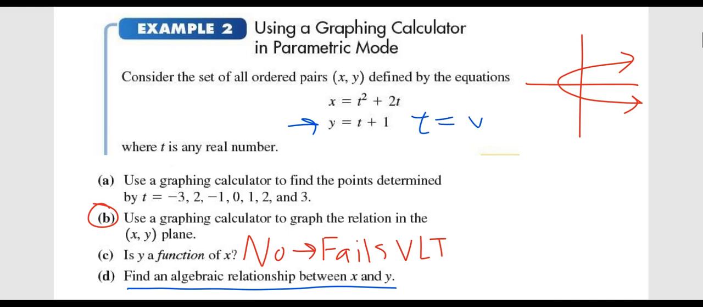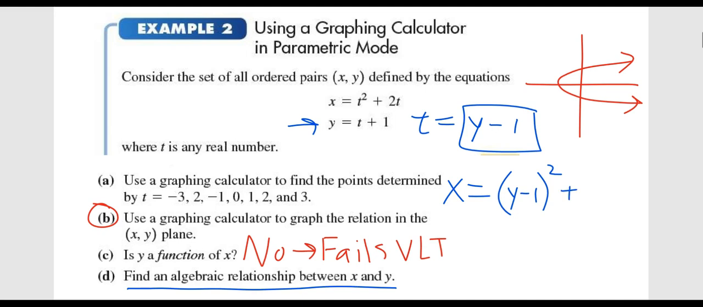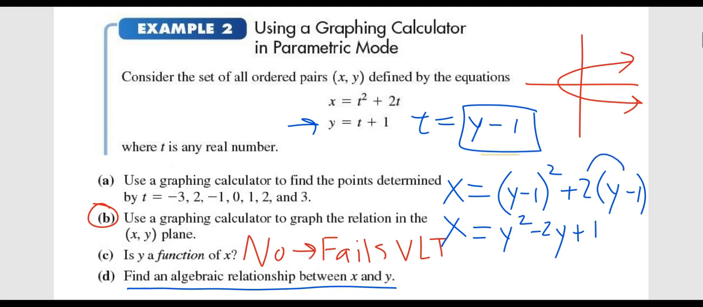t equals y minus 1. Okay, so what are we going to do with this thing? Plug it in. x equals (y minus 1) squared plus 2 times (y minus 1). What do you think we're going to get? y squared minus 2y plus 1, and then of course you distribute.